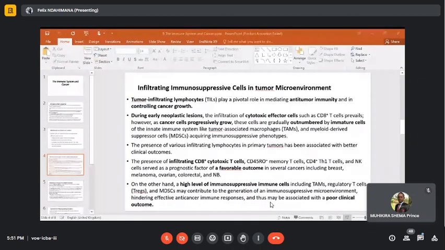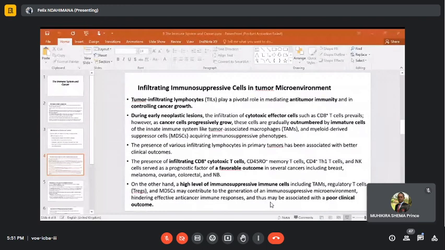And then the presence of infiltrating CD8 cytotoxic T cells, memory T cells, and natural killer cells serves as a prognostic factor for a favorable outcome in several cancers, including breast, myeloma, ovarian, and so on. This is just an example, an outcome from research. It means that if the patient has some infiltrating lymphocytes in their tumor microenvironment, in their cancer, there are chances that they might have a good outcome.